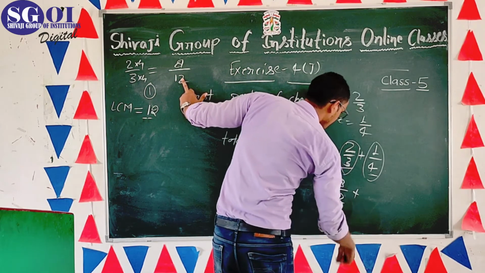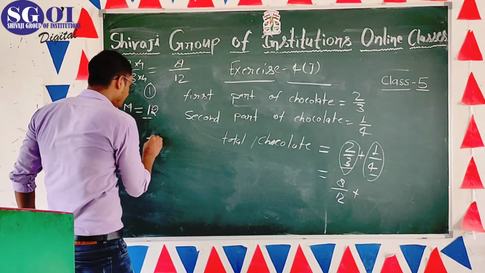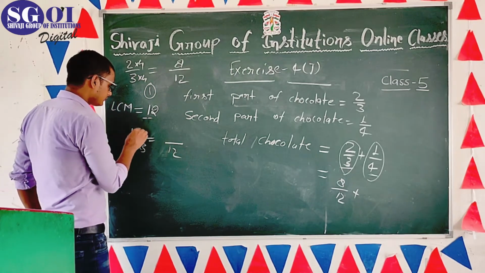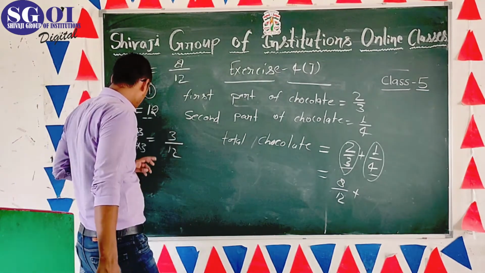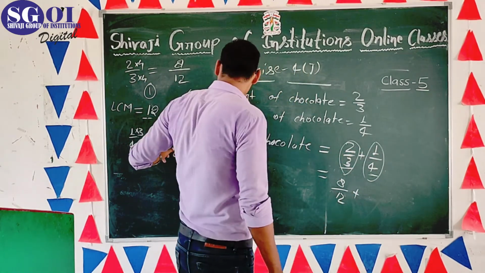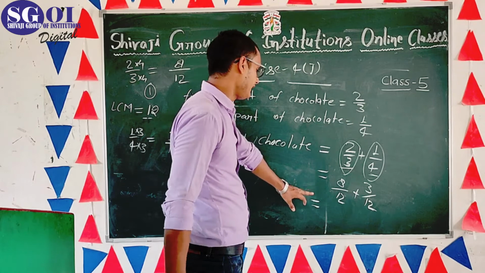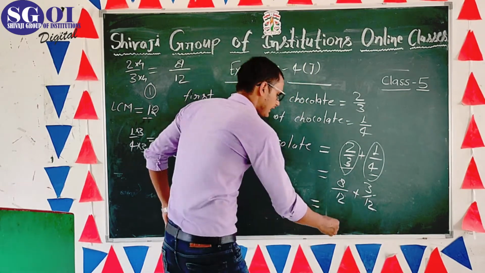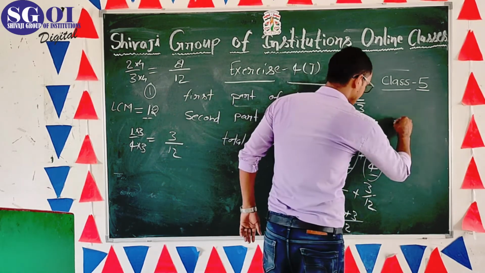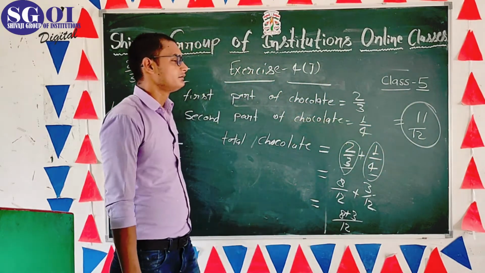8 upon 12 plus the equivalent fraction of 1 upon 4 with denominator 12. 4 multiplied by 3 is equal to 12, so we multiply 3 in both numerator and denominator. So the equivalent fraction of 1 upon 4 with denominator 12 is equal to 3 upon 12. Now add both the equivalent fractions: 8 plus 3, and the answer is 11 upon 12. Understood?